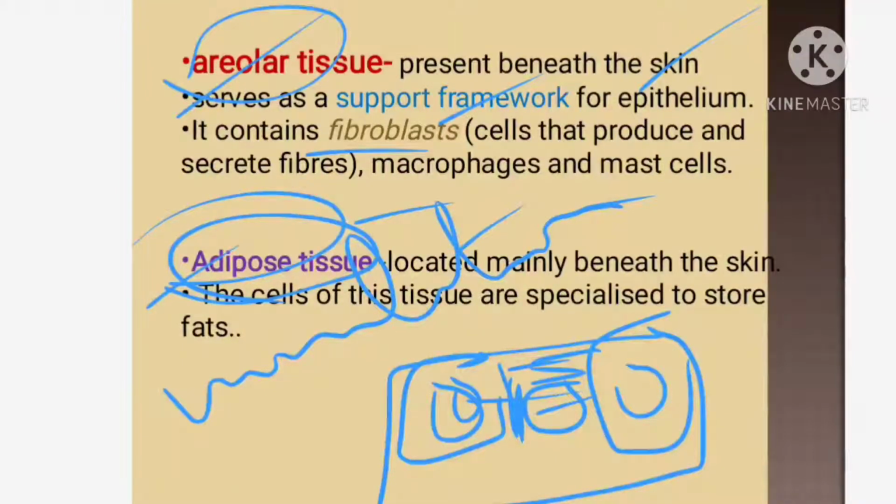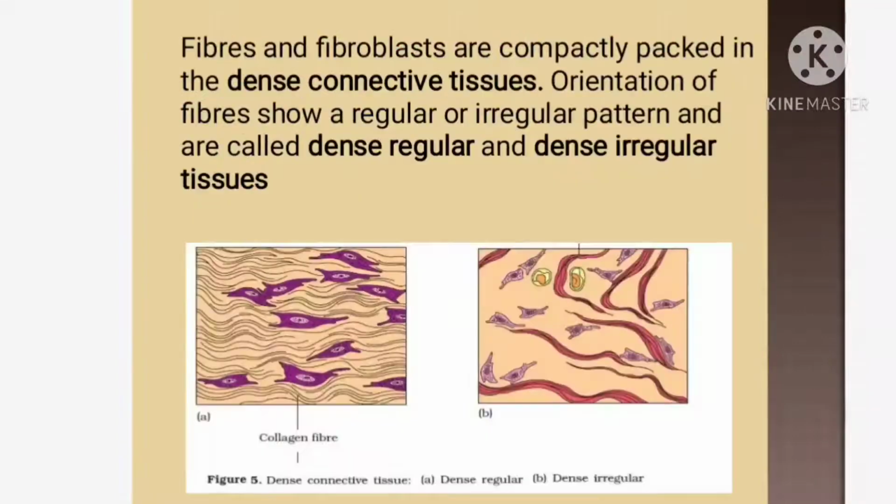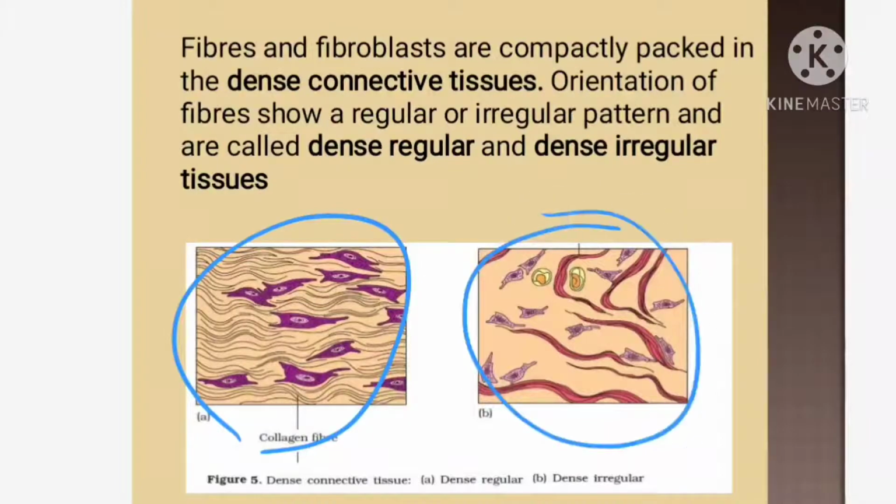Then next we are moving on to which one? The dense connective tissue. As the name suggests, what do you mean by the term dense? Dense means it's hard, okay. You cannot find a loose arrangement. They are compactly arranged. If you look at the diagram, you can see they are compactly arranged, okay. So they are arranged intact.